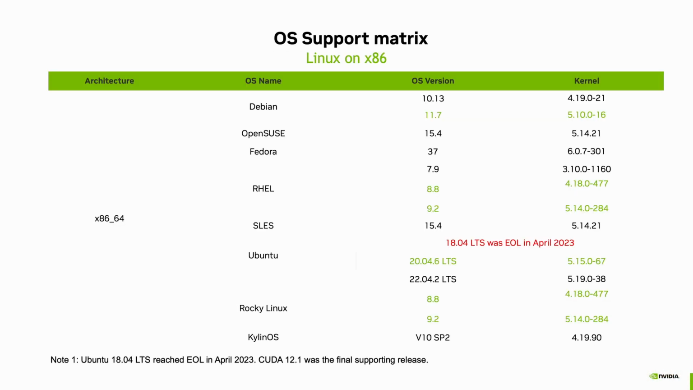On the Linux side, things look very similar. We are, as always, updating to the most recent versions of these releases from the OS vendors. So on the Debian side, we're looking at moving towards Debian 11.7. Red Hat Enterprise, we're migrating to 8.8 as well as 9.2. Ubuntu moves to 20.4.6 LTS. Rocky Linux 8.8 and 9.2. And then Kylin OS remains the same at V10 SP2.